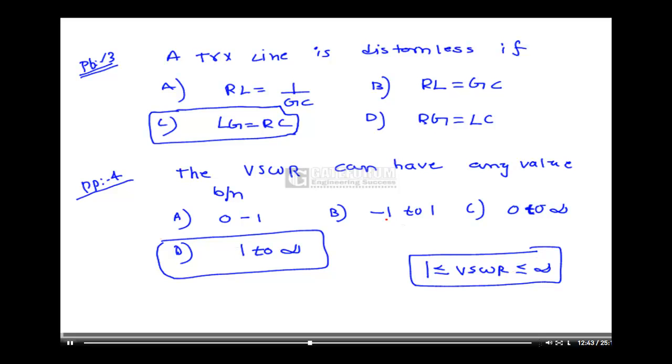Suppose if you look at option B, this is for the reflection coefficient range. What is the reflection coefficient range? -1 less than or equal to the reflection coefficient less than or equal to 1. So the reflection coefficient lies between -1 and 1. So if the question is about the reflection coefficient instead of VSWR, then option B is correct.